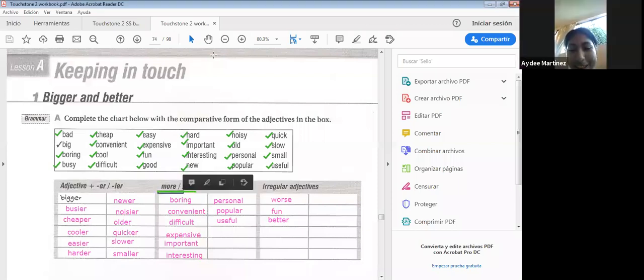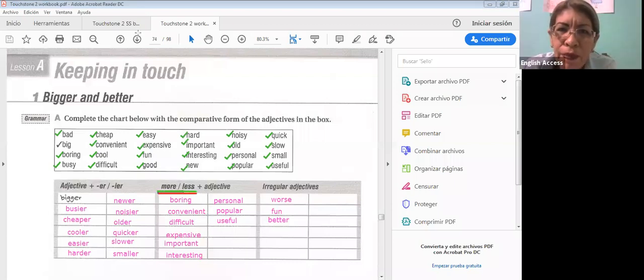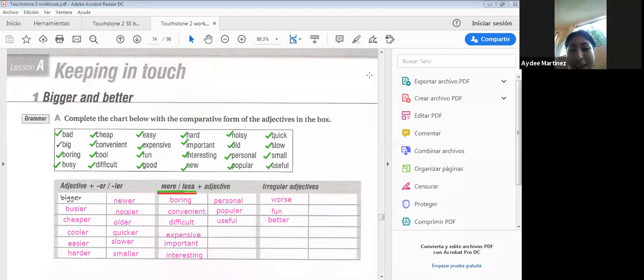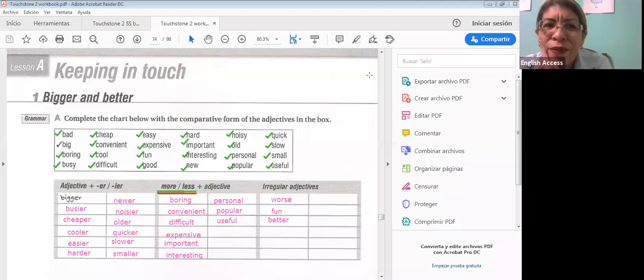More and more and expensive. Listen. Less. Okay, more and less. And what it says, we're going to use more or less plus the adjective because we are comparing. We're going to say more boring, less boring, more convenient, less convenient, and so on. Now tell me your example, Aide.